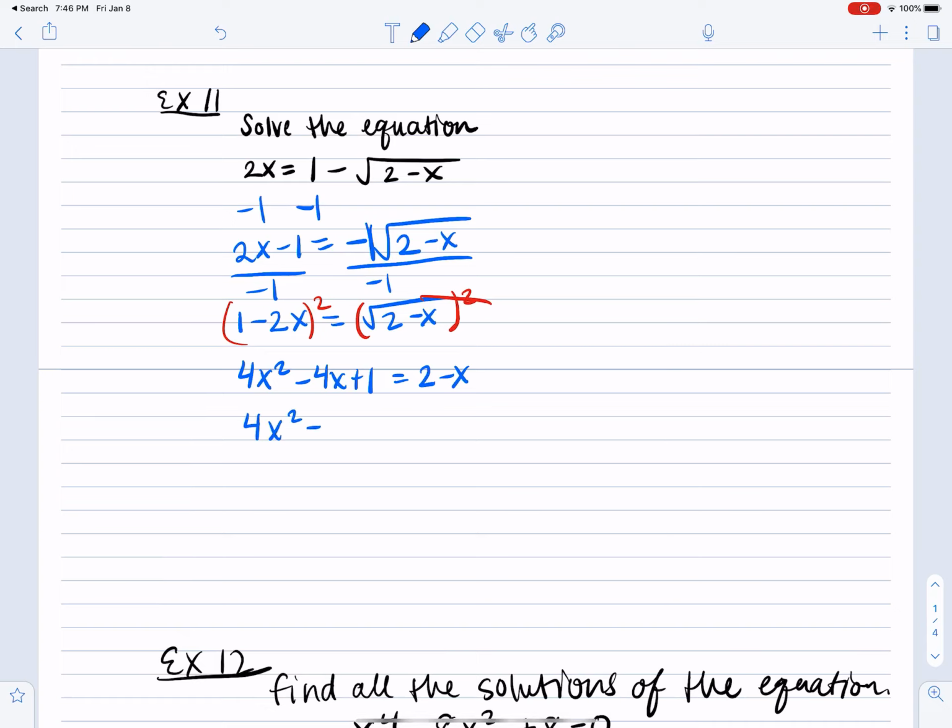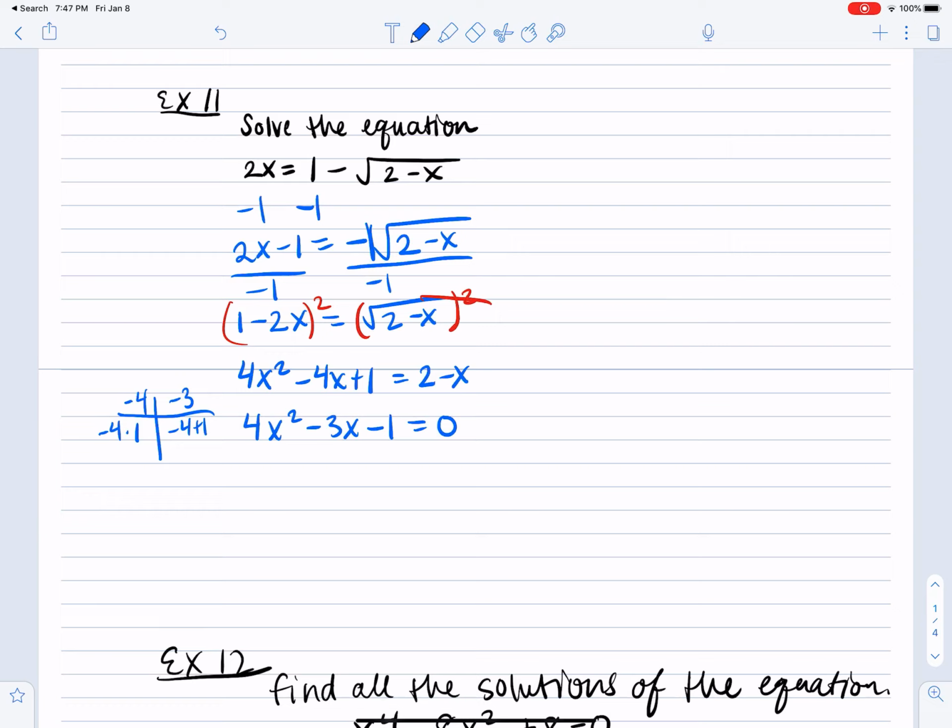When you add an x, it becomes minus 3x. When you subtract 2, it becomes minus 1. And then if you do a t-chart over here, 4 times negative 1 is negative 4, and negative 3, you need two numbers that multiply to negative 4 and add up to negative 3. That is negative 3 and negative 1. No, sorry, negative 4. Negative 4 and positive 1.